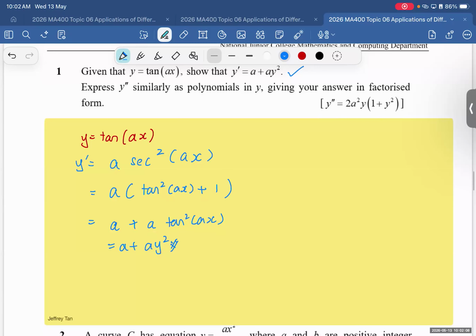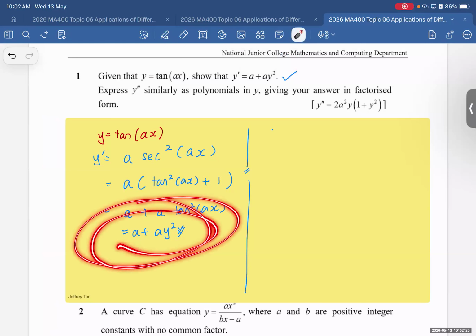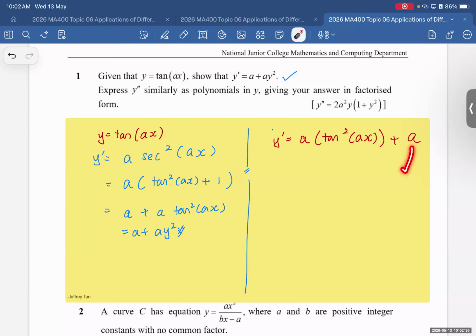So what about y double prime? Of course I can't use this, so I hope nobody uses this to differentiate. That's implicit already. So let me write y prime is A bracket tangent square ax plus A. If I differentiate this, what do I get? 0. So I need to write a bit more.